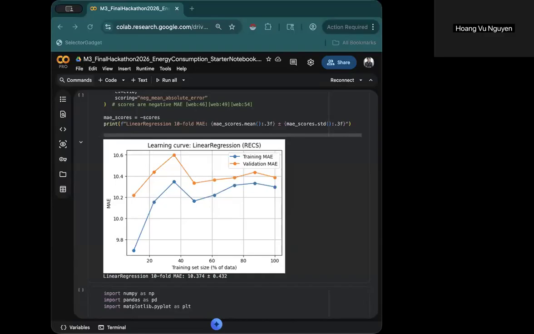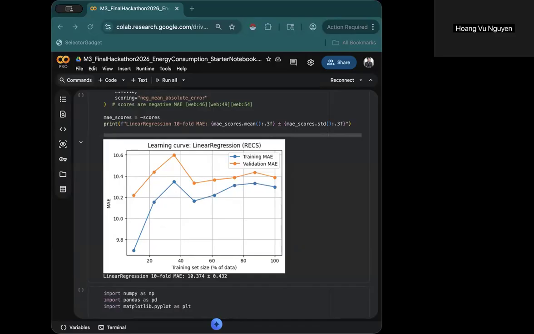Hi everyone. In this video, I'll be discussing how I improved the performance of my regressor for the RECS dataset and how I assess and improve its fit to ensure strong generalization performance. My primary objective was to minimize the MAE, or mean absolute error, on the Kaggle test set while ensuring that the model was neither underfitted nor overfitted.